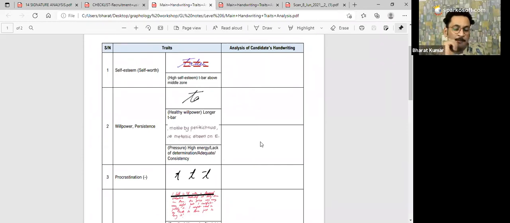Pressure I have explained, high energy. But why am I saying lack of determination? Can you find something in these two lines written in the second column about willpower and persistence? Anyone? Please tell me in the chat box. In the Zoom, I'm waiting, not in a WhatsApp group. Space, okay. Can consider this.